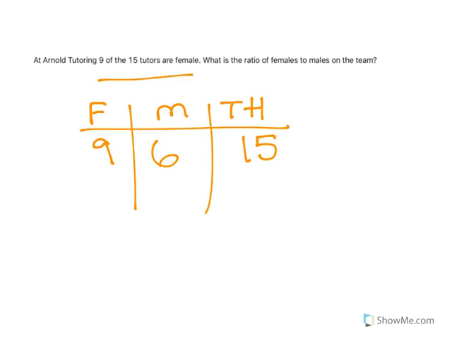Don't get messed up with that part. What's the ratio of females to males on the team? So we want females to males. So right away we figured out that there's 6 men. We can do our ratios 9 to 6.